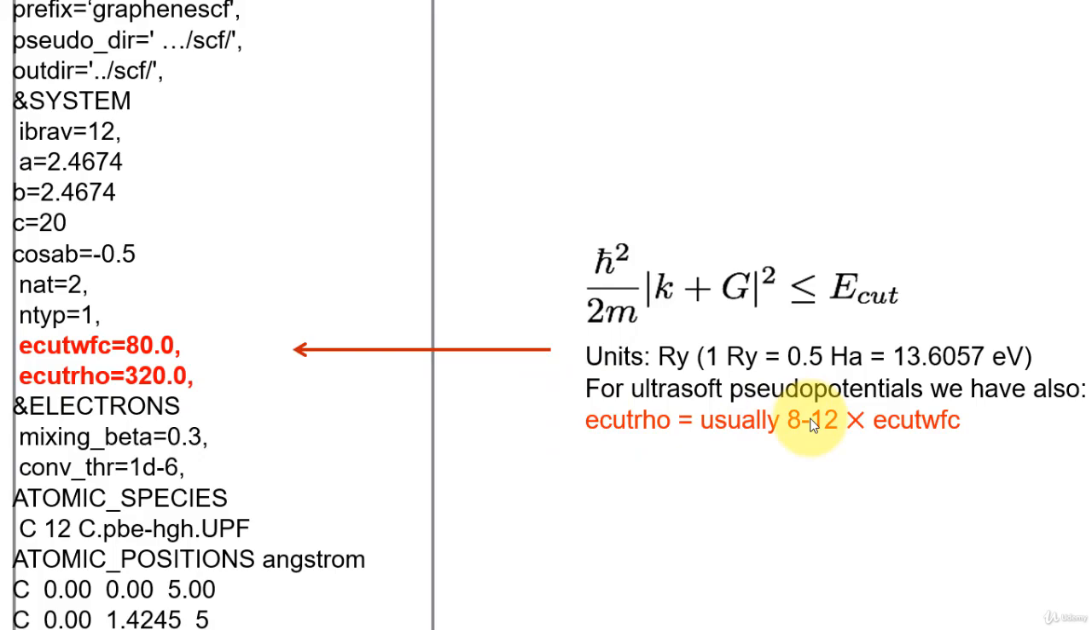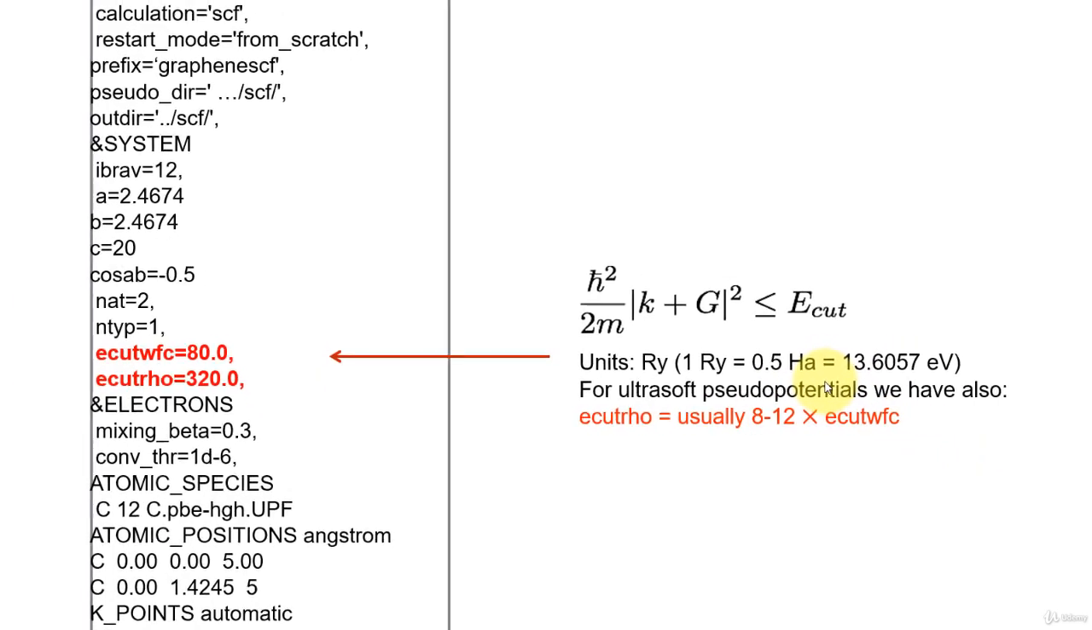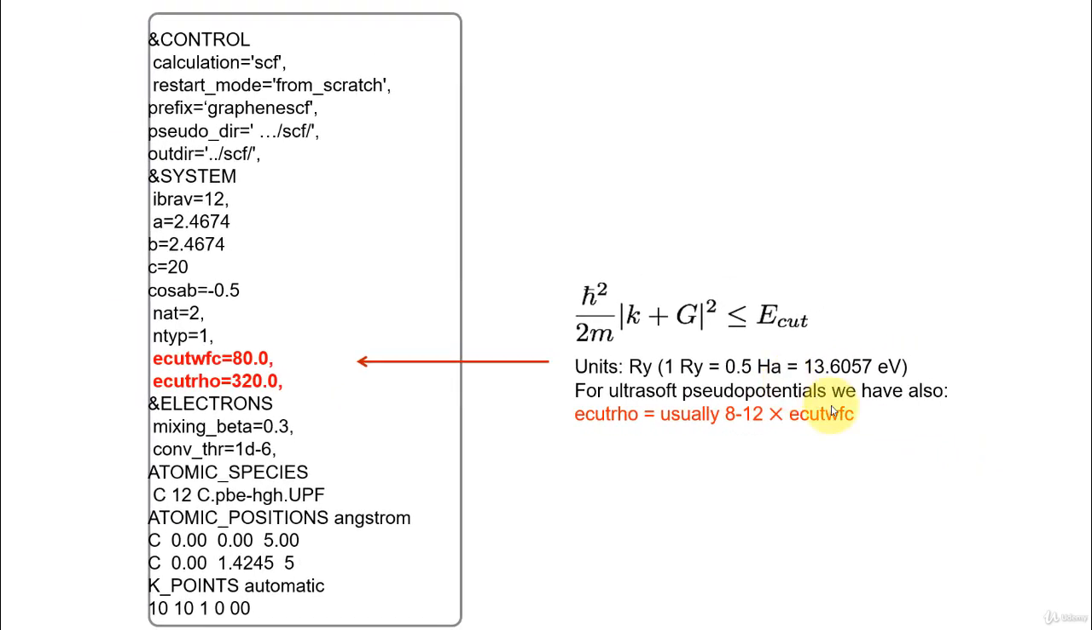This coefficient depends on the pseudopotential type. For norm-conserving and PAW, this coefficient is 4. For ultrasoft pseudopotential, this coefficient should be between 8 and 12. The cutoff energy for the wave function determines the size of the plane wave set. As the energy cutoff increases, the total energy decreases until convergence occurs. That energy will be its appropriate value.